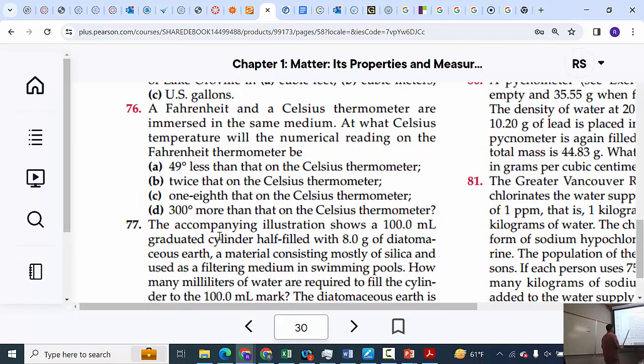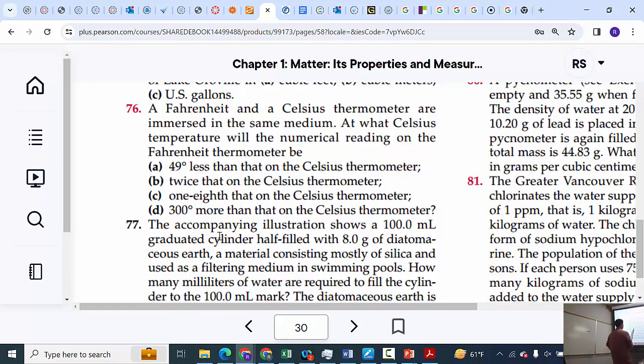Let's take a look at number 76 here. A Fahrenheit and a Celsius thermometer are immersed in the same medium. So they're measuring the same thing. At what Celsius temperature will the numerical reading on the Fahrenheit thermometer be twice that on the Celsius thermometer? Let's try this one, B.